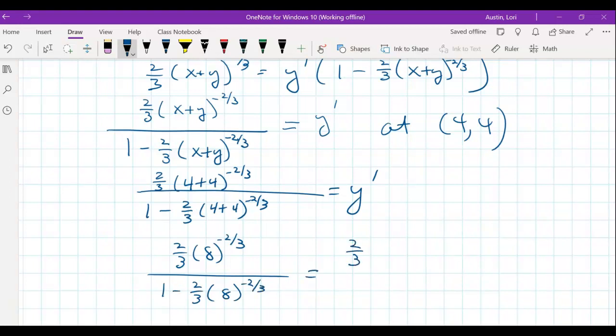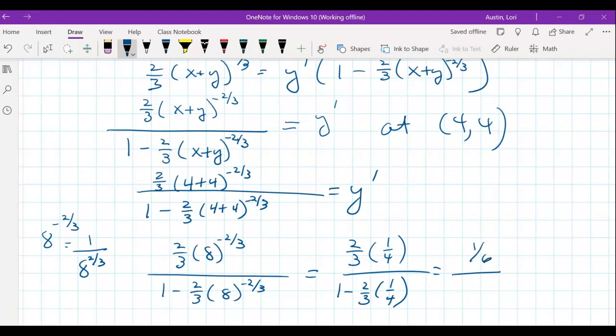So that's 2/3. So 8 to the negative 2/3 is 1 over 8 to the positive 2/3. What's the cube root of 8? 2. What's 2 squared? It comes out to 4. So it's 2/3 times 1/4. What's 2/3 times 1/4? 2 and 4 cancel, it's 1/6. So it's 1/6 over 1 minus 1/6.